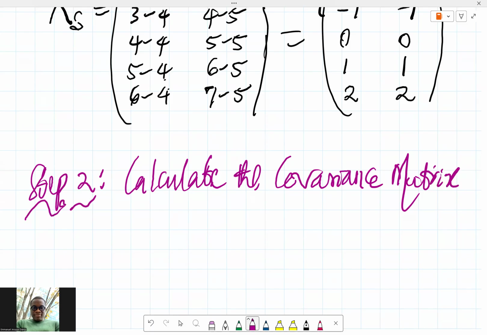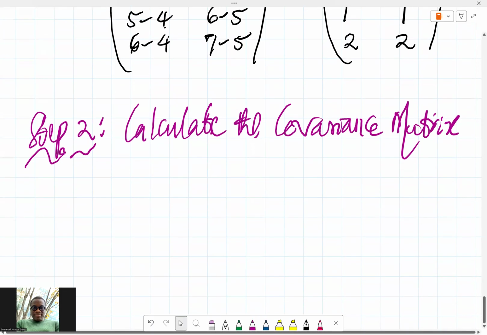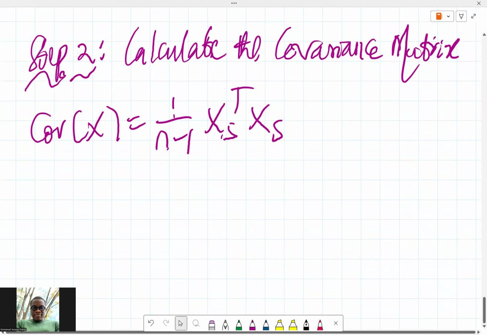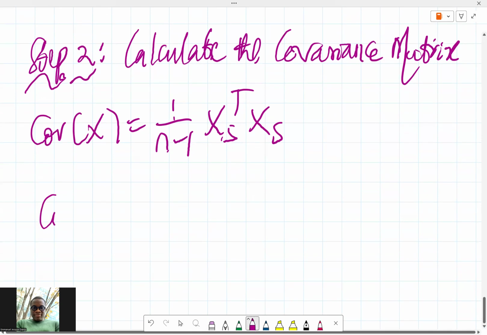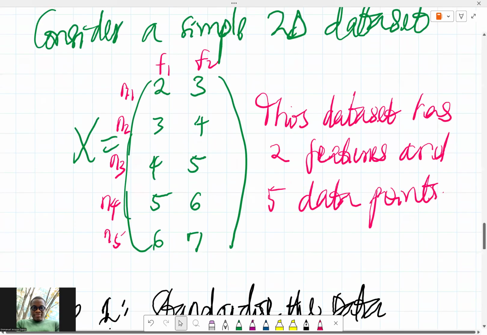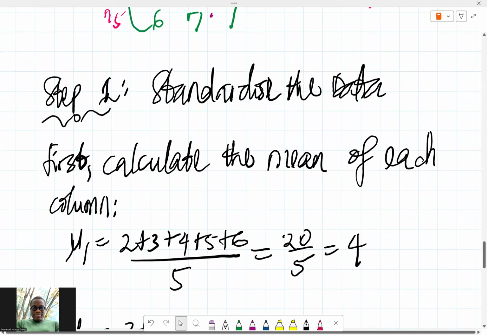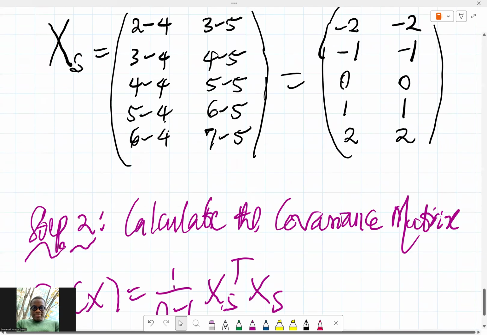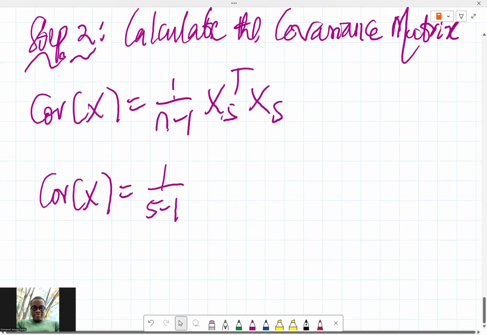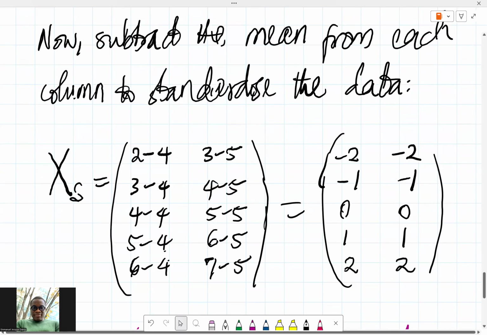Okay. So the covariance matrix is given as cov(X) equals 1 over n minus 1 times Xs transpose Xs. What that simply means is that we have the number of data points, which based on the data is 5: 1, 2, 3, 4, 5. So we have 1 over 5 minus 1, then Xs transpose. Xs transpose, this is Xs, right?